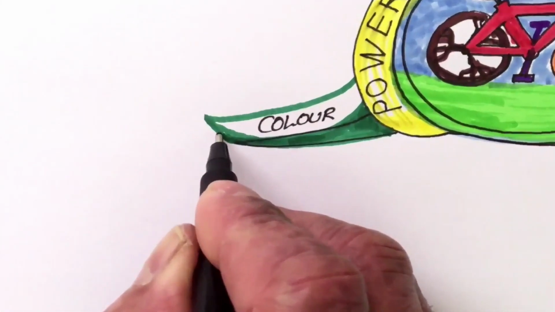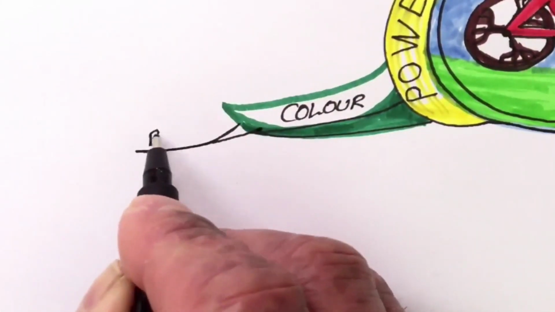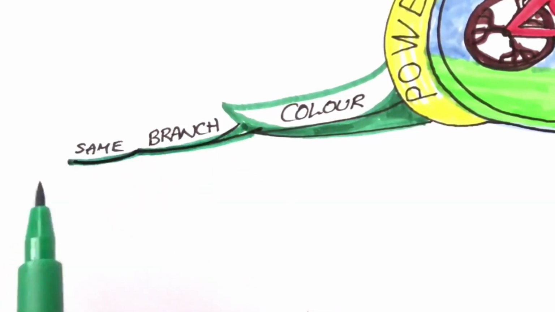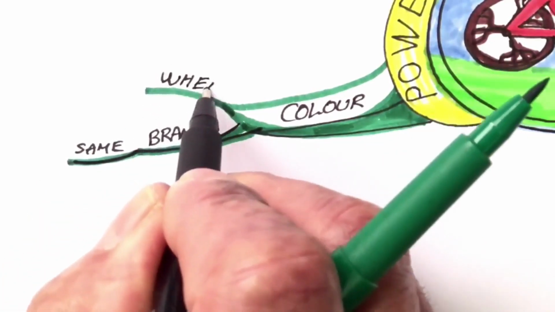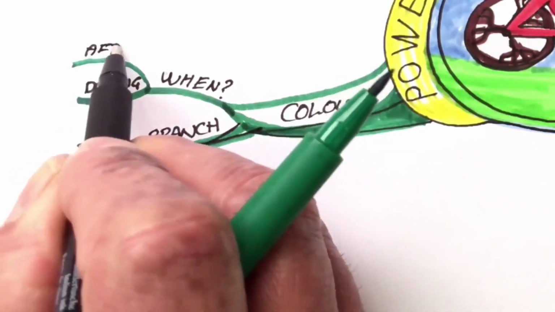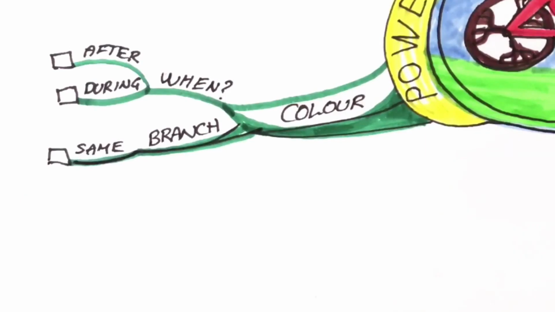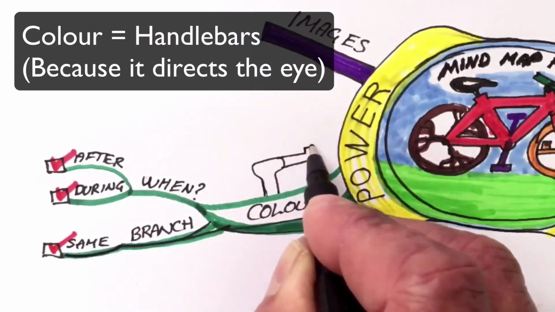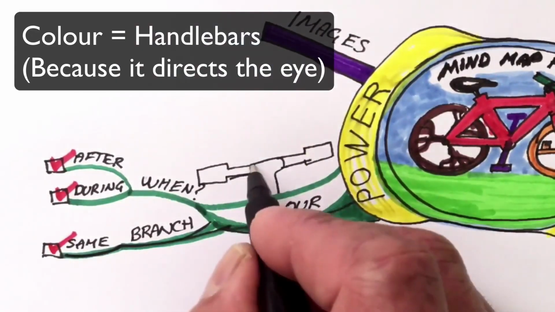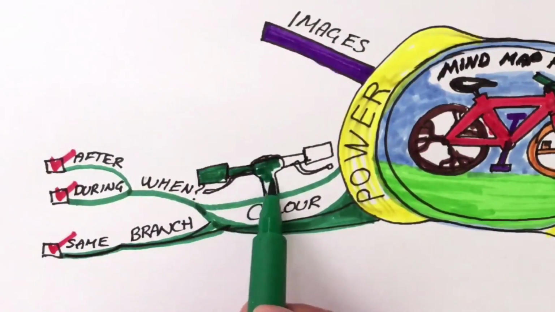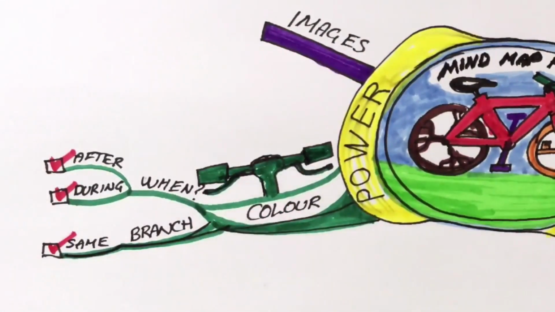So let's look at the 4th principle, using color. We color our branches the same color. We do that either as we do the branches, or you can do it in black and white and then color each branch system at a time, or you can do the whole map in black and white and color the whole thing at the end. Each has its own advantages.